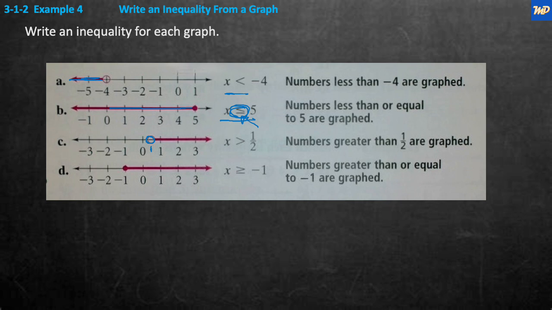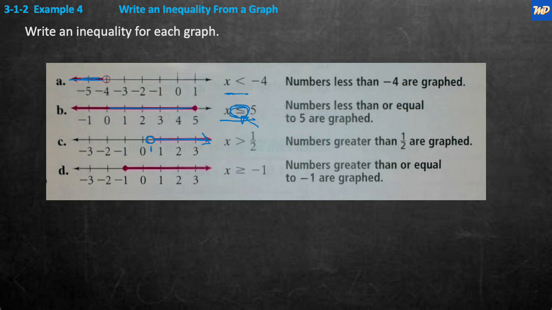x is greater than 1/2. So everything that's colored in on the graph on our line is the x values, and x is greater than 1/2. So everything to the right of the circle. But it is not a dot, because there's no line under here saying greater than or equal to. So we're not going to use that equal there, right? Can't do that. And how about the last one?